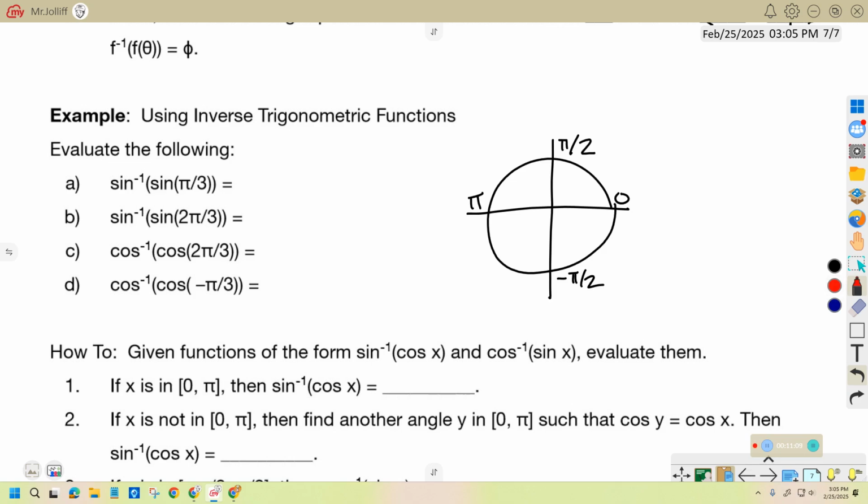And I'm going to look at the inside function. Inside function is sine. What are the limits on sine? Check the top. Very good. I got it in stereo. Negative pi over 2 to pi over 2. Quadrant 4 and quadrant 1. I need my angle to be in that red zone.